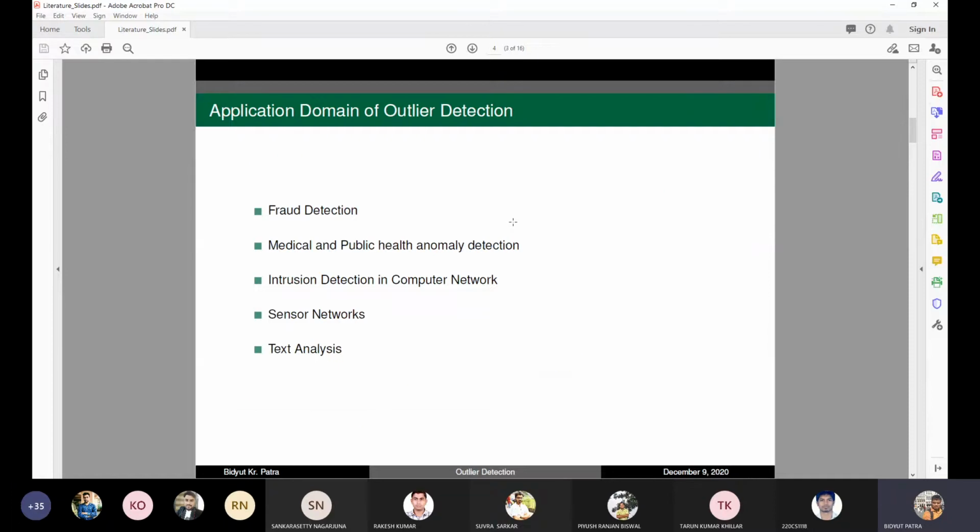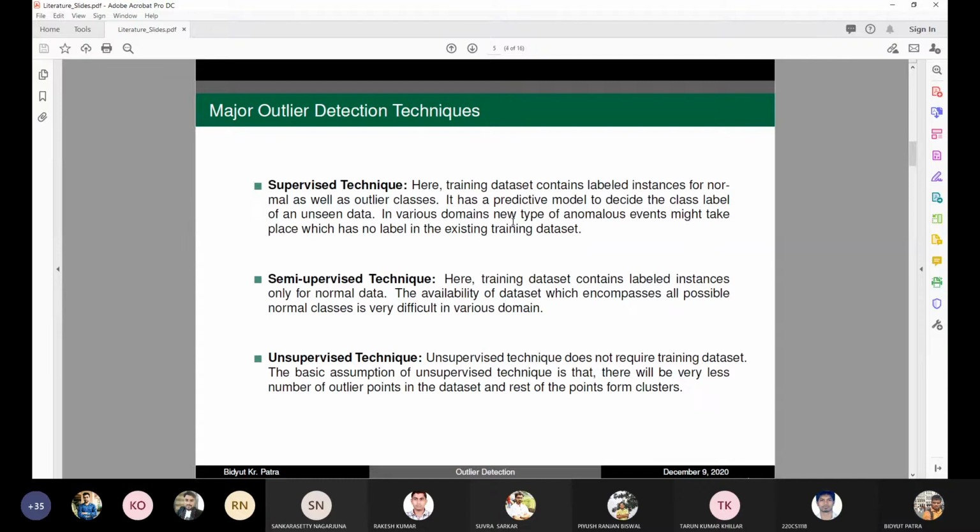Okay, and then applications of outlier detection in different areas: fraud detection, intrusion detection, sensor network analysis, text analysis. In text analysis, let's say some suspicious information in a set of documents or in a set of news can be treated as an outlier. Okay, so there are three major techniques in outlier detection.